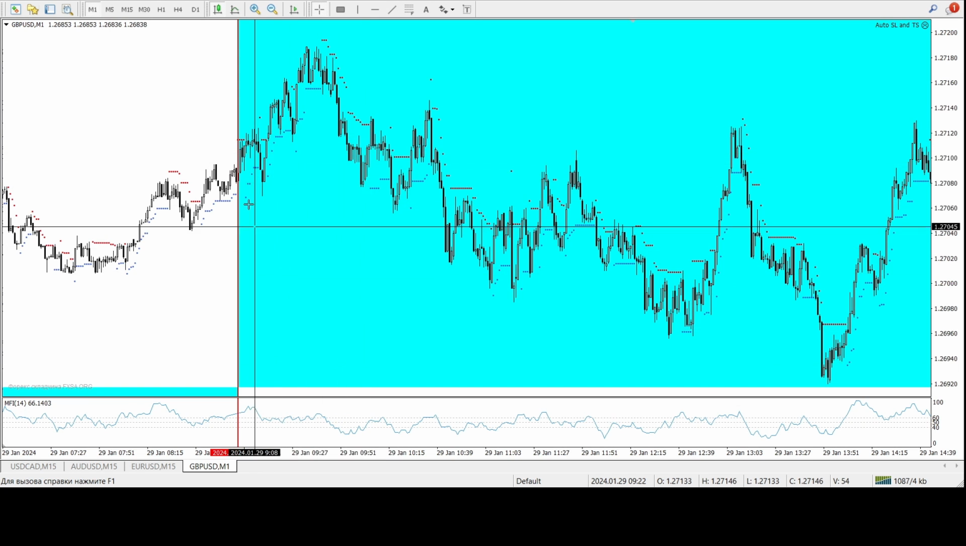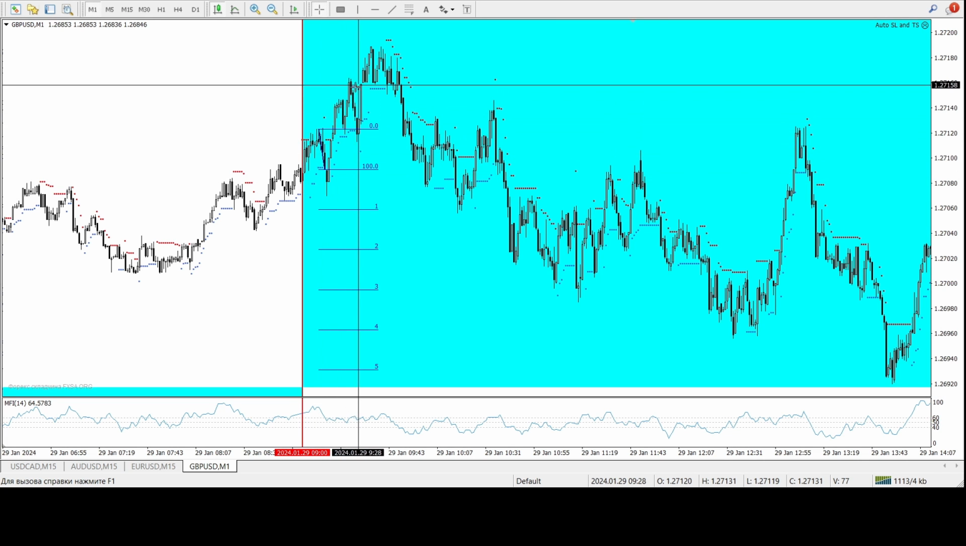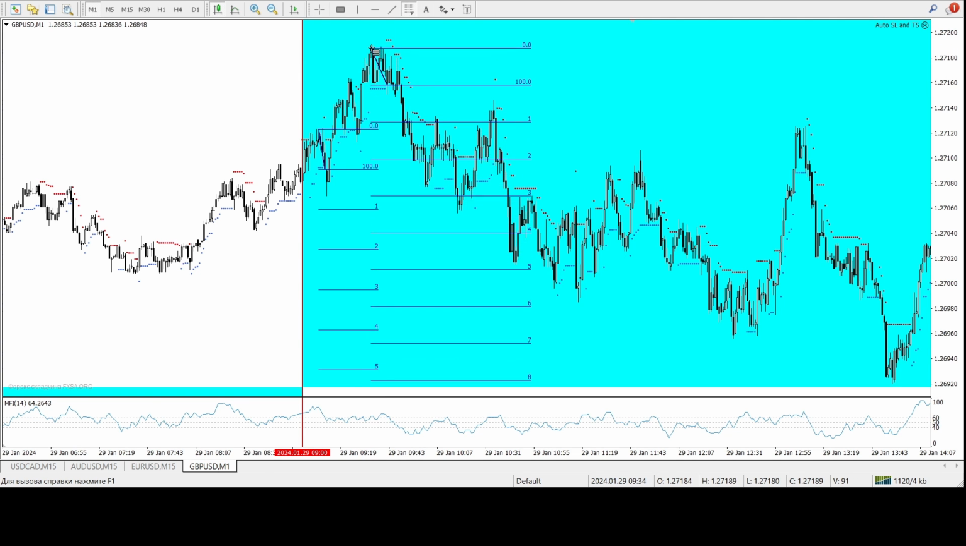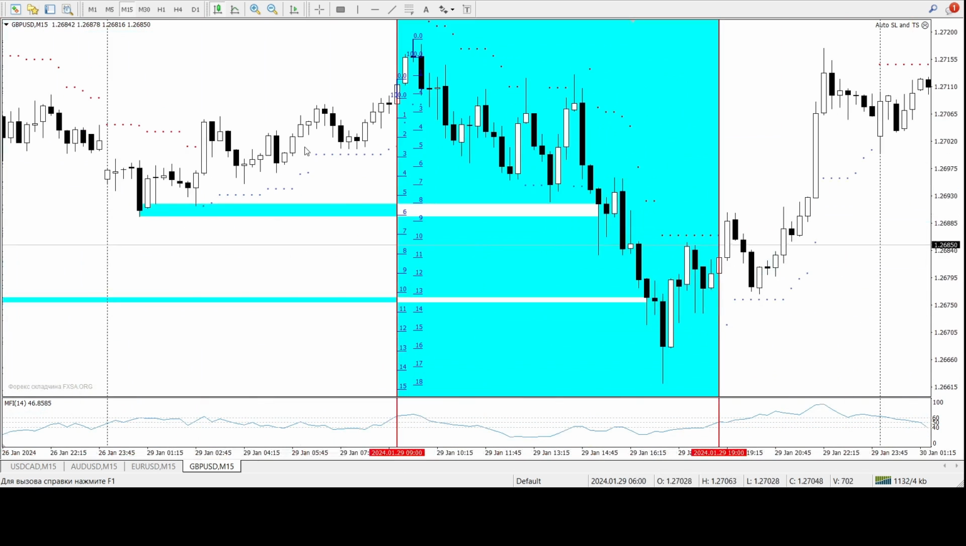We see that we could try to enter here in this zone. Approximately we would enter on these candles. Approximately where you would accept here, and that would be our best deal. And the deal went down.